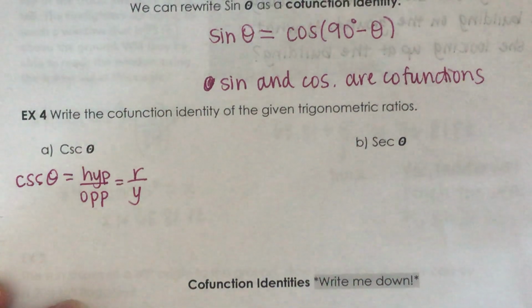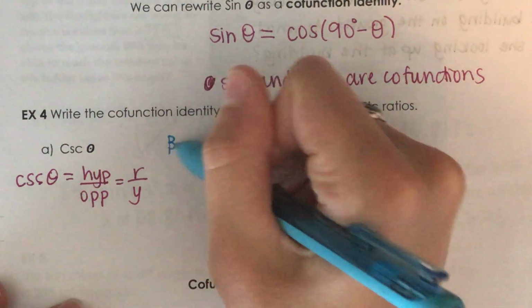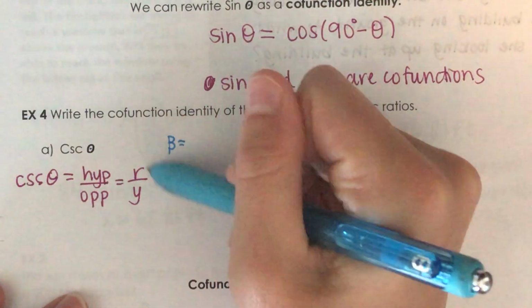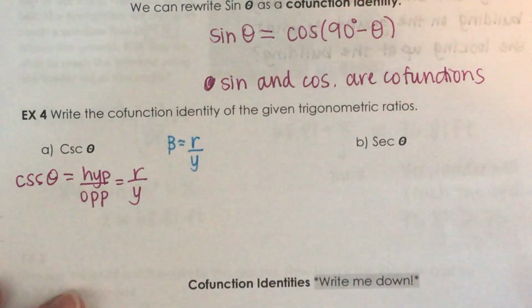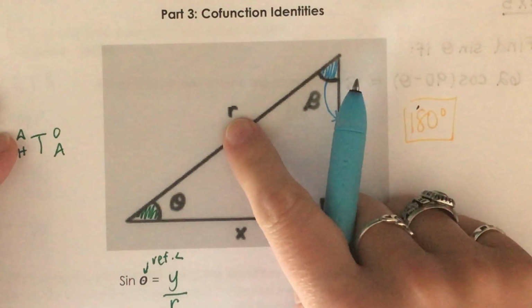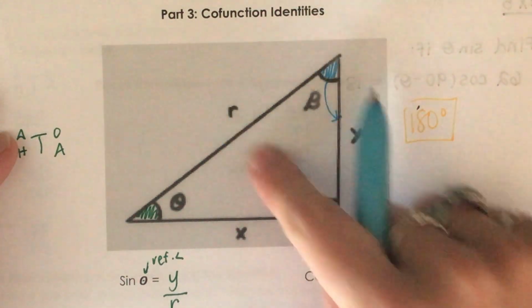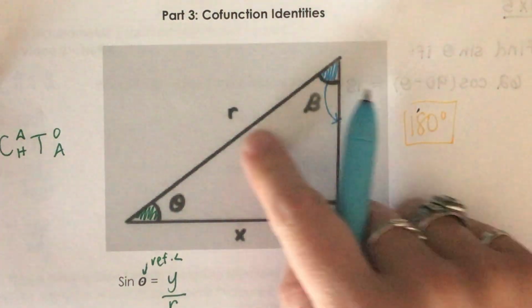Okay, so this was the first one, this was theta. Now I'm going to look at beta. If I'm looking at beta, I want it to have the same ratio. I want it to have r over y. So if I'm looking from beta, if I go r over y, r is still the hypotenuse, but y is the adjacent. So it's hypotenuse over adjacent.